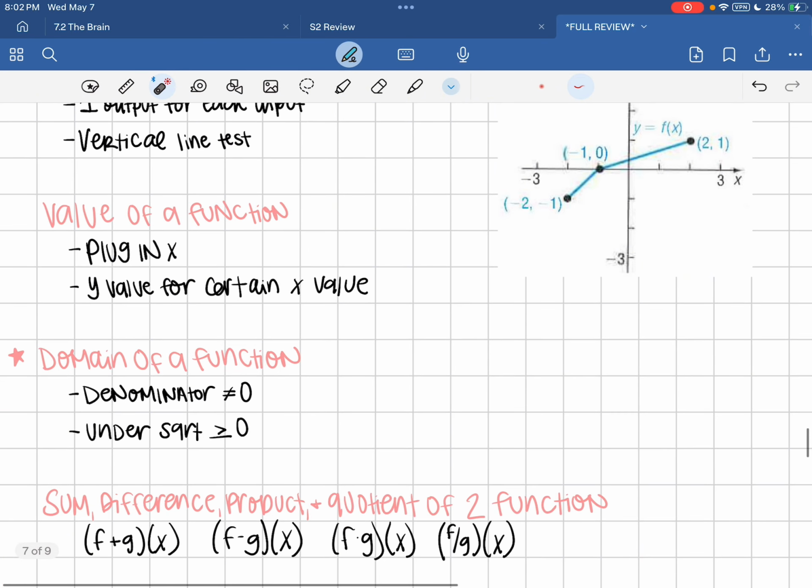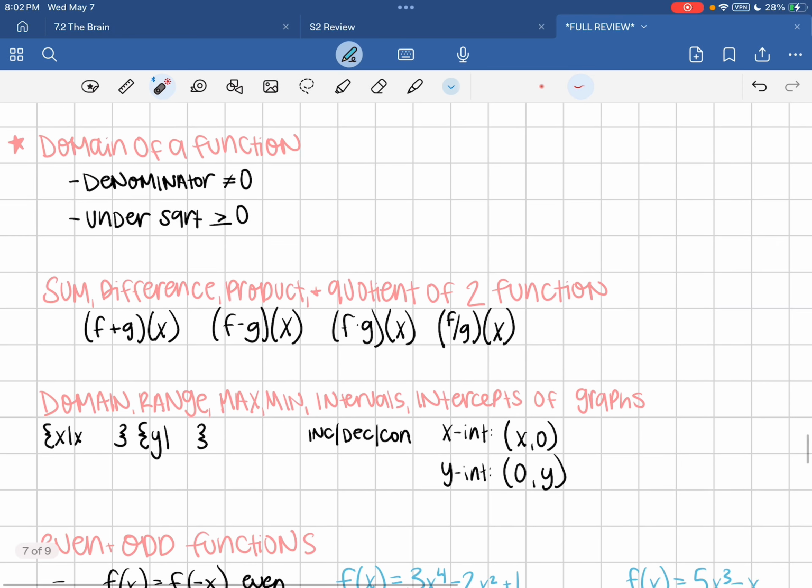So your answer would be x equals 2. The next thing is the domain of a function, which I kind of went over, but just basic standards. Your denominator can't equal 0, and anything under a square root has to be greater than or equal to 0. You can't take the square root of a negative number, but you can take the square root of 0 because it just equals 0.